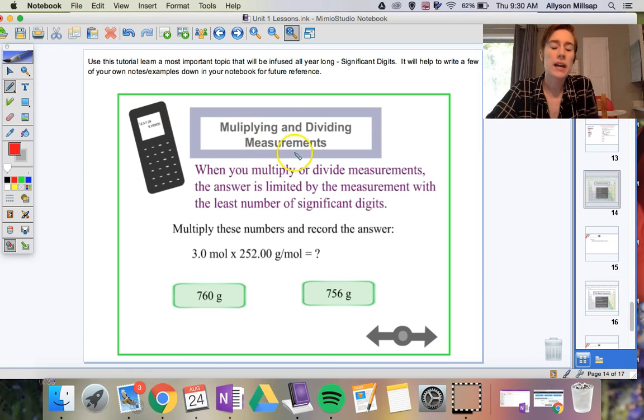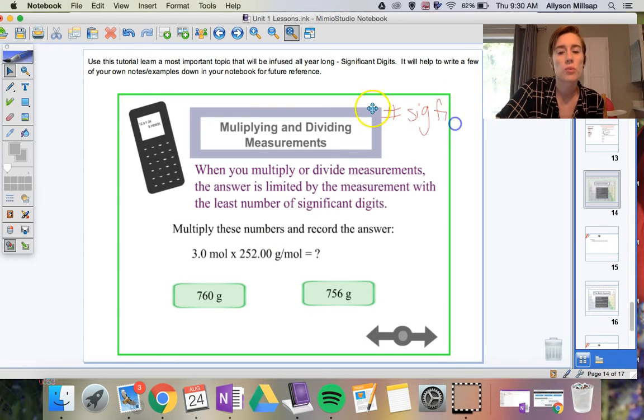Okay, multiplying and dividing actually has a different set of rules, and I think they're a little bit easier. When multiplying or dividing, we don't care about the actual level of precision. All we care about is the number of significant figures, and we'll always round to the least number of significant figures.